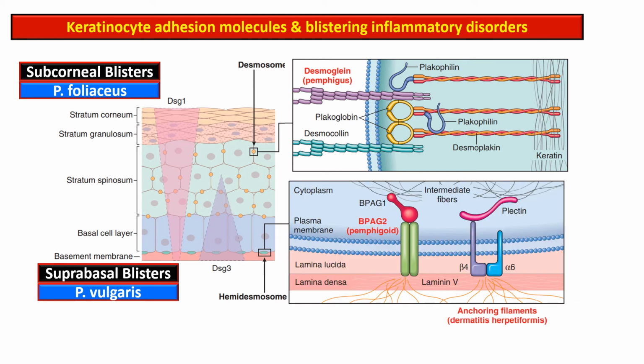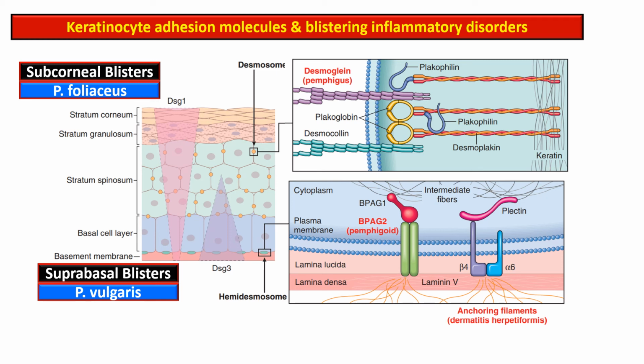While the hemidesmosomes have some specific structural proteins. One is the BPAG1, that is bullous pemphigoid antigen 1, and this bullous pemphigoid antigen 1 connects the intermediate filaments with the laminin and subsequently the anchoring fibril through the bullous pemphigoid antigen 2, that is responsible for the pemphigoid.